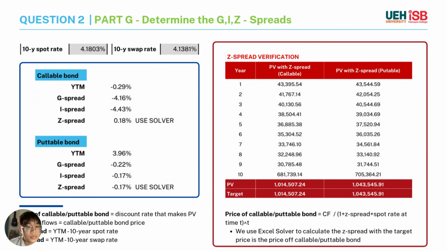between the bond yield and the 10-year government spot rate. Then the I spread compares the bond yield with the 10-year swap rate, which reflects the market funding conditions.